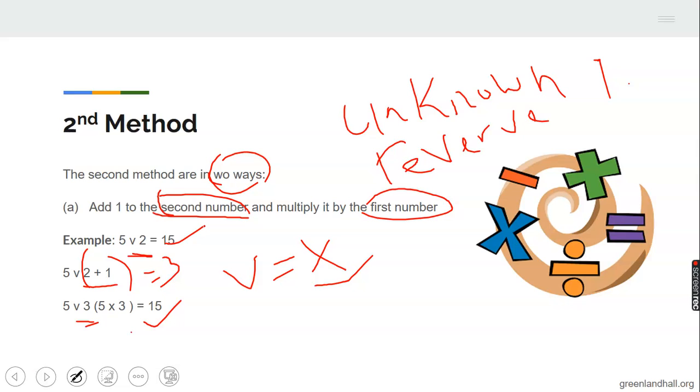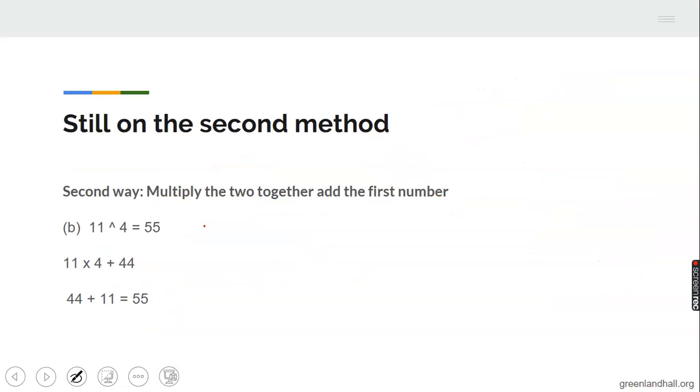Do you understand the second method very well? The first aspect of the second method, do you understand it very well? Okay. So I want to give you the second way, under the second method.